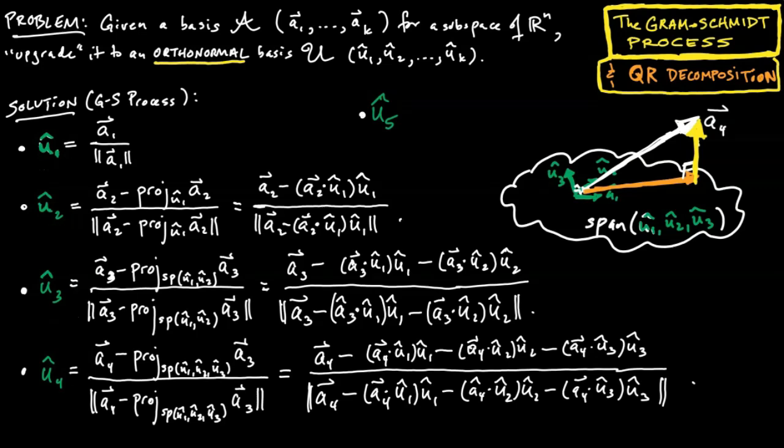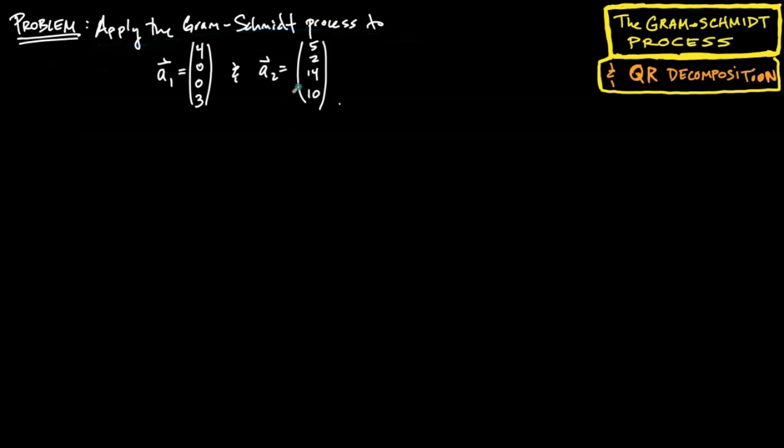All right, and as ugly as these calculations are, I suppose we should do at least one numerical example to show you what this looks like in a concrete setting. So here's our problem. Let's apply the Gram-Schmidt process to these 2 vectors, A1, the vector 4, 0, 0, 3, and A2, the vector 5, 2, 14, 10. So these are 2 vectors in R4. They are obviously linearly independent, since they are not scalar multiples of one another, which means that they constitute a basis for their span, which is a 2-dimensional plane in R4.